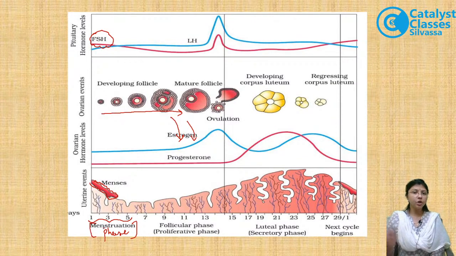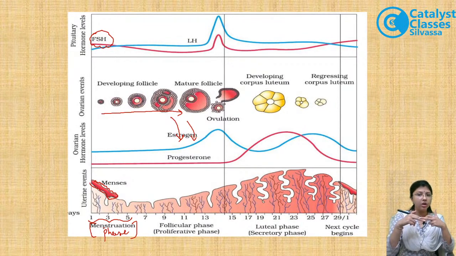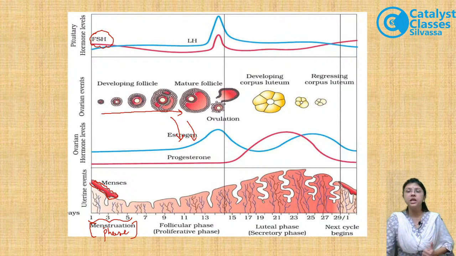ठीक है. तो menstruation phase में क्या होता है? The FSH that is released from the pituitary gland acts on the developing follicles, which will start its development. But in turn, in the uterus, what is happening? There is sloughing off of the uterine wall along with the blood, जिसको हम लोग menses बोलते हैं या menstruation भी बोल सकते हैं. Okay, students, fine.